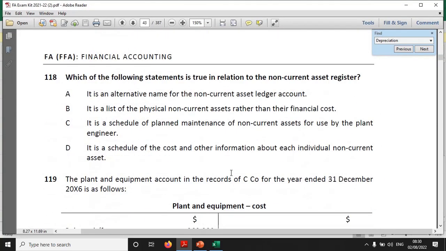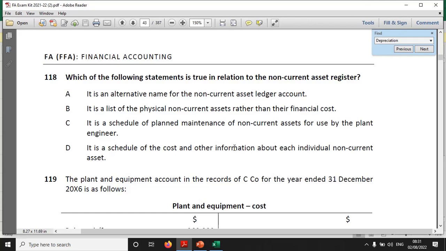Question number 118, and I think this is theory. It says, which of the following statements is true in relation to the non-current asset register? Now, this particular register was discussed. It is simply a record of the details of non-current assets. So let's begin. A says it is an alternative name for the non-current asset ledger account. Is that true? That does not sound correct, right?